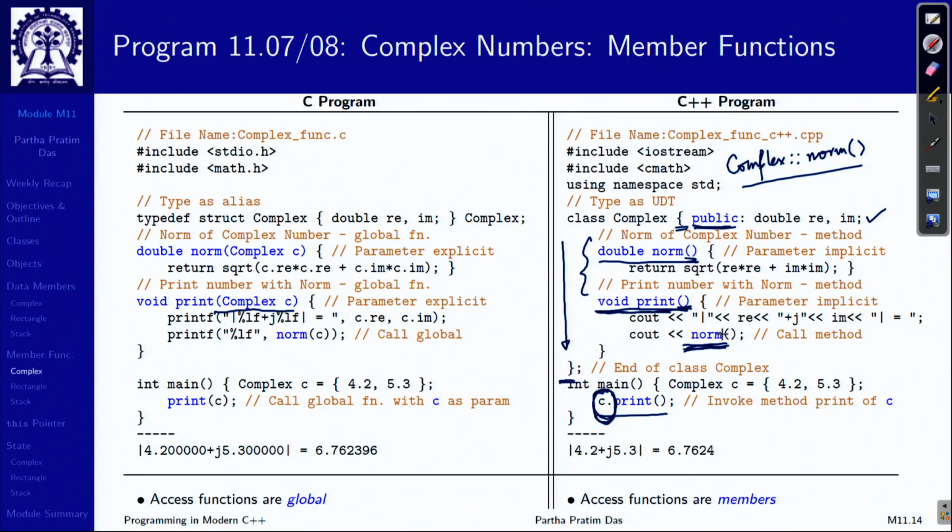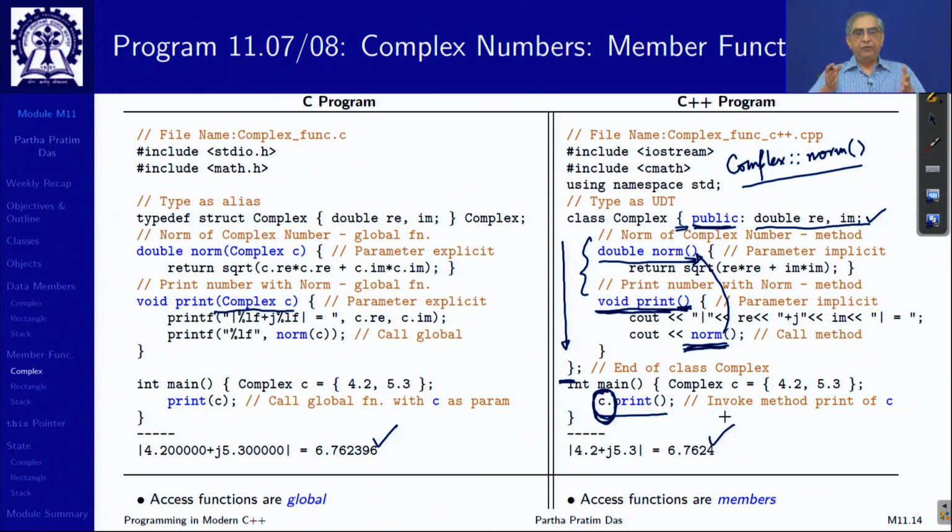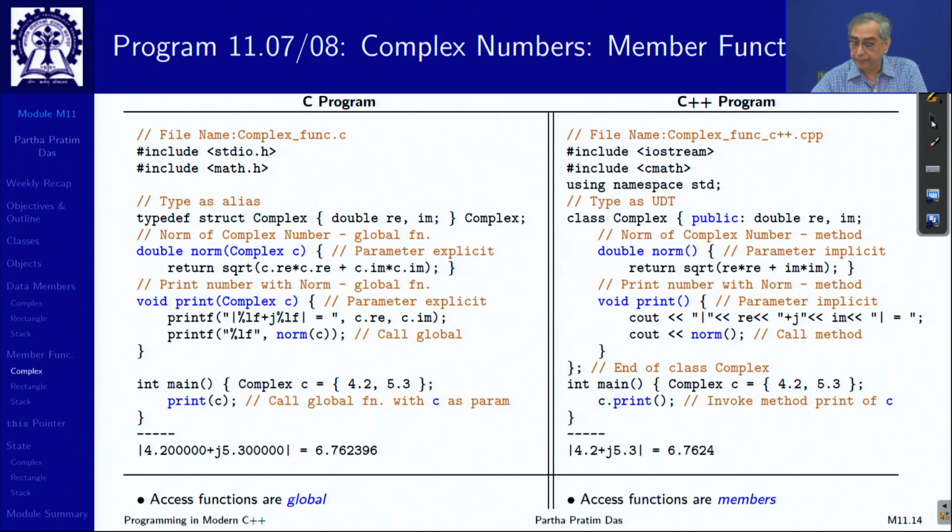This will automatically call norm for the same set of data members and do the computation and give the result back. You can see that we have these two results. The numbers look different. I had explained earlier, because the default formatting of double are different between a C library and the C++ stream. You can change that formatting and make them uniform.